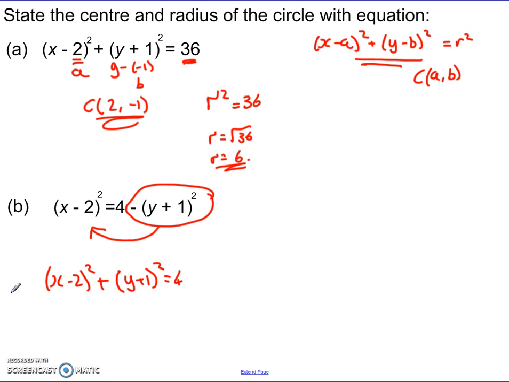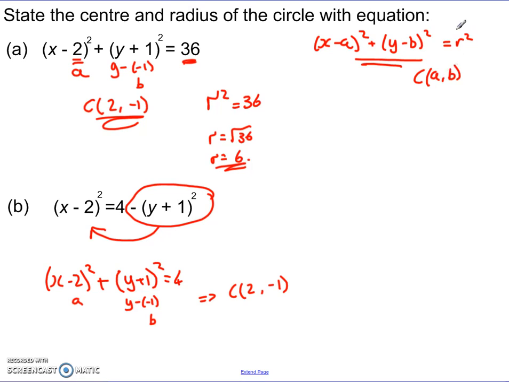So (x minus a) squared, (x minus 2) squared. There's my a. I've got y plus 1. It's the same logic as before. It's got to be a minus. So it's y minus -1. And that there gives you your b. So I can then say, fine, my centre is going to be located at (2, -1) for this circle. So same centre actually as this circle up here.